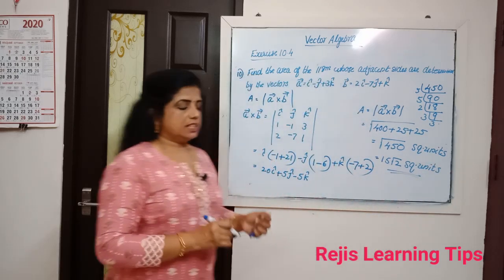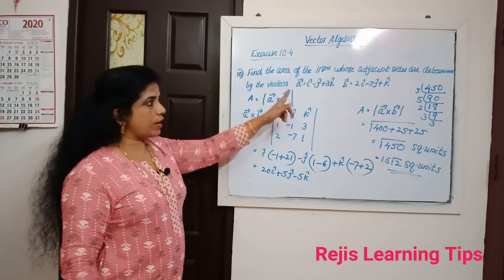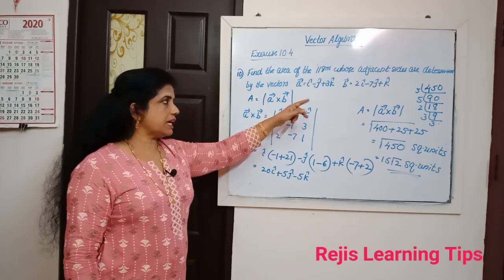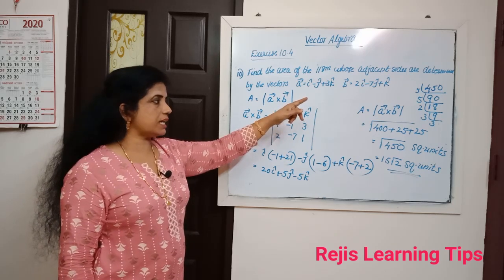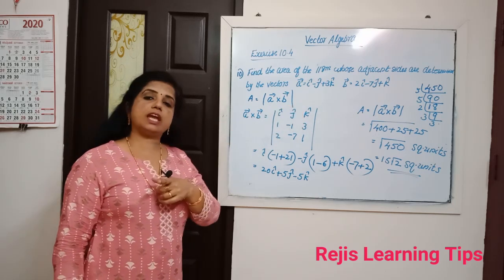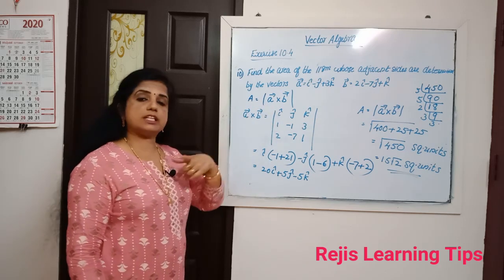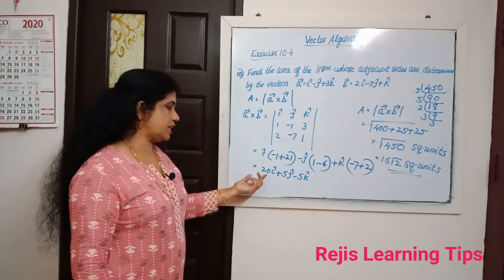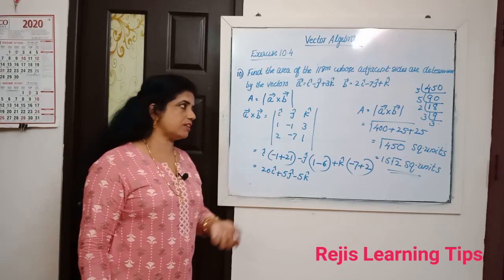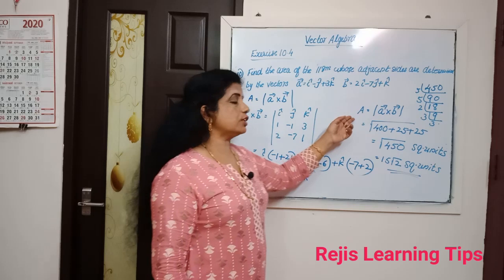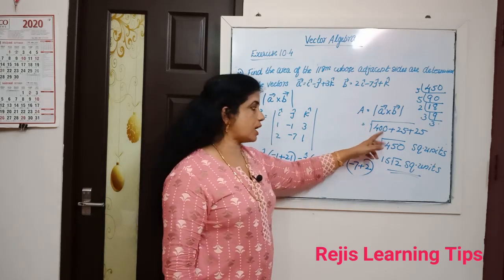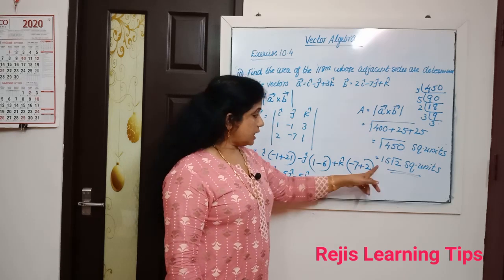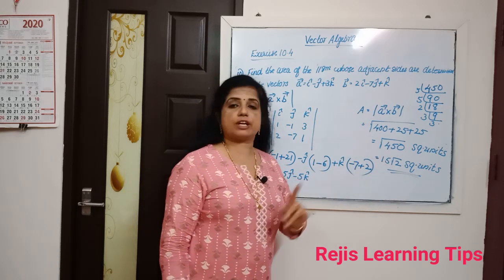Am I correct? Then the area of the parallelogram whose adjacent sides are given by the vectors A equal to i minus j plus 3k, B equal to 2i minus 7j plus k. We find the area by using the formula modulus of A cross B. First we find A cross B, then you will get 20i cap plus 5j cap minus 5k cap. Then the modulus of A cross B is root of 400 plus 25 plus 25, root of 450, that is equal to 15 root 2 square units.